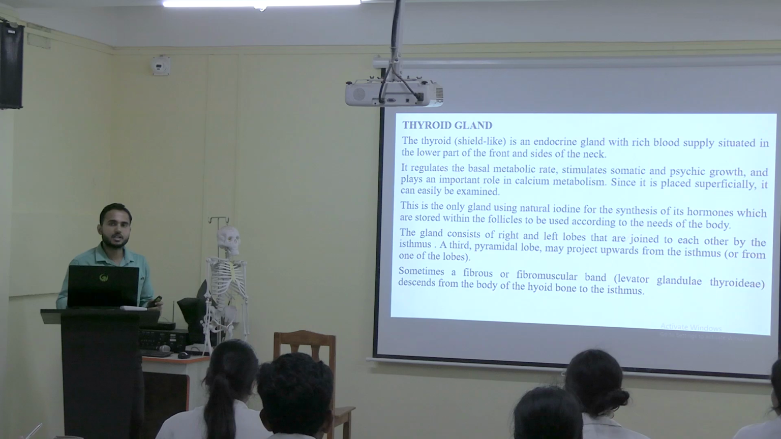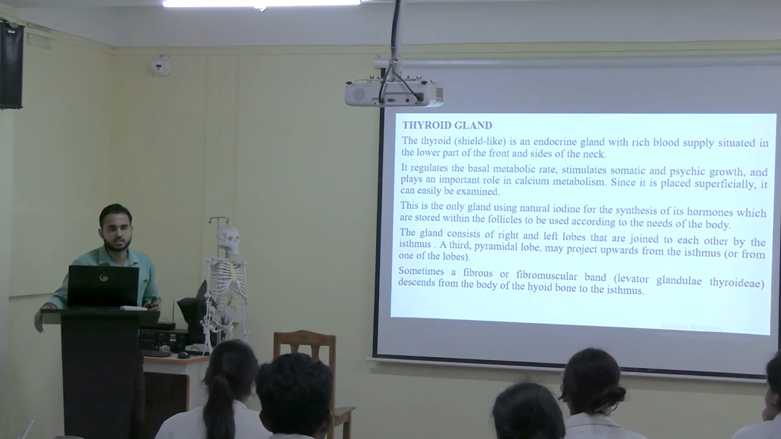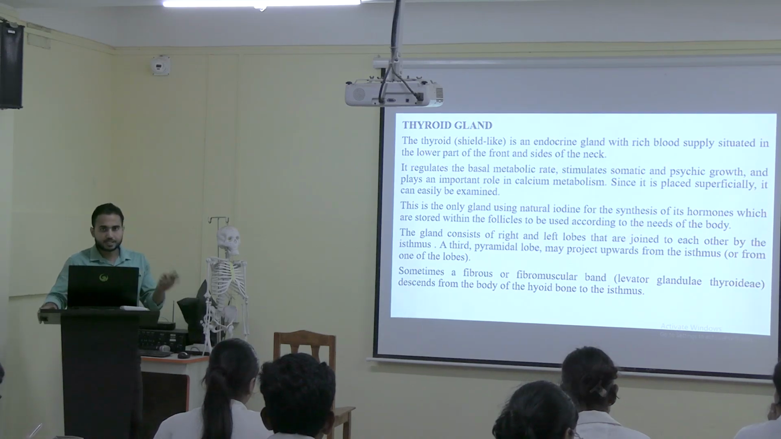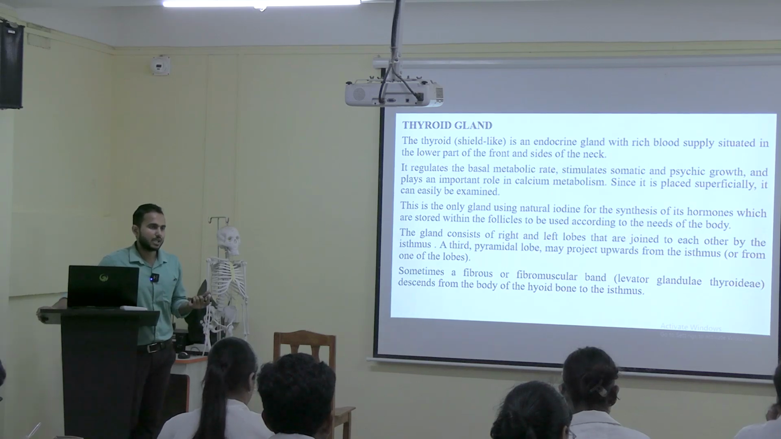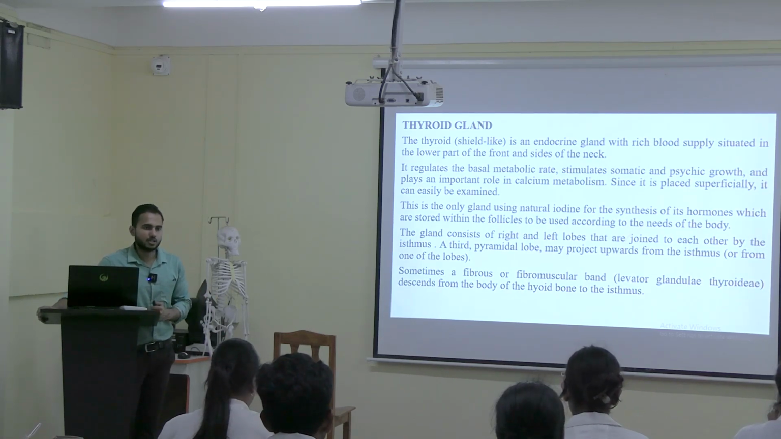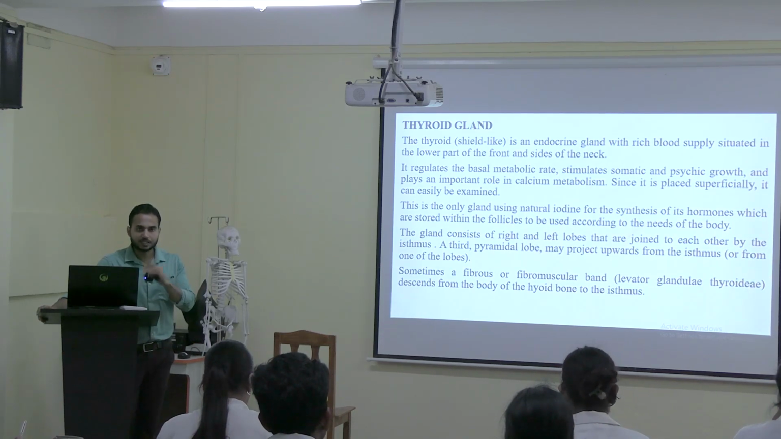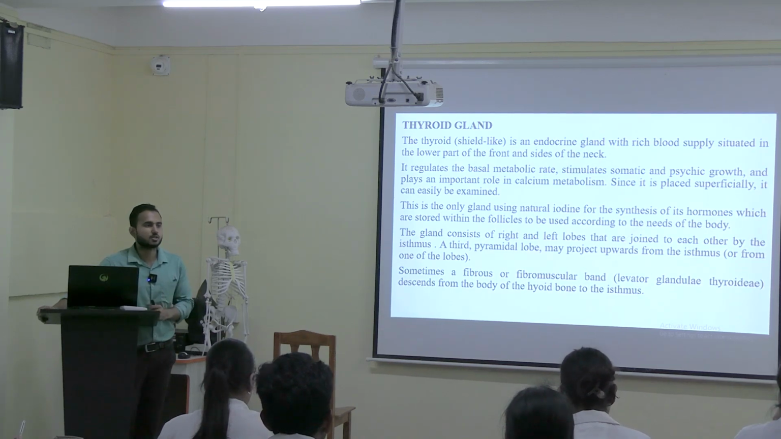The first peculiarity is that it is the only endocrine gland which is situated superficially. The rest of the endocrine glands are situated deep inside the body. The second important peculiarity is that for production of hormone, it is dependent on an external source, that means iodine. Without iodine, it cannot produce hormones. Other endocrine glands do not depend on any other source for production of hormones.